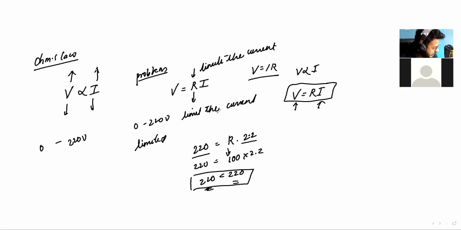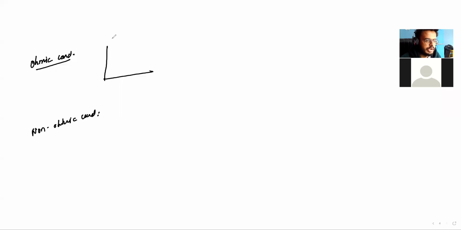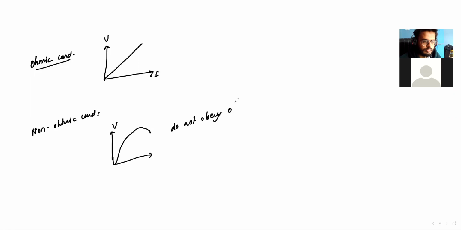And there are conductors that obey Ohm's law and that do not obey Ohm's law. So we have ohmic conductors and non-ohmic conductors. For an ohmic conductor, the VI graph will be a straight line. But for a non-ohmic conductor, your VI graph will not be a straight line. It will be some curve, something like this, right? So these do not obey Ohm's law, and these obey Ohm's law.